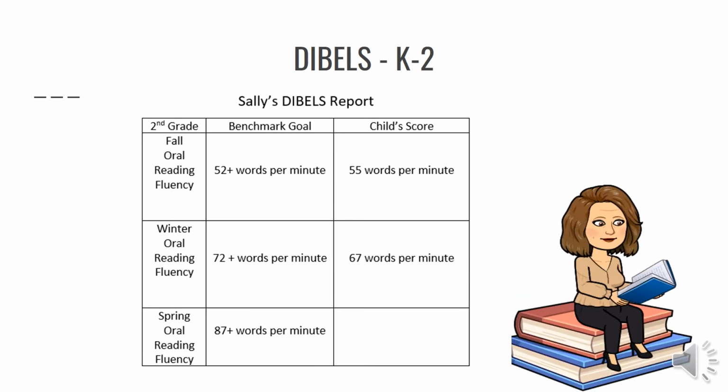Let's take a look at an excerpt from a sample DIBELS report for a second grade student. When Sally took this screener in the fall, she was reading 55 words per minute, which put her performance slightly above benchmark. This means Sally met the benchmark goal for her grade level in the fall. However, at the winter assessment, Sally needed to be reading 72 words per minute, but she performed slightly below the benchmark target by reading 67 words per minute.